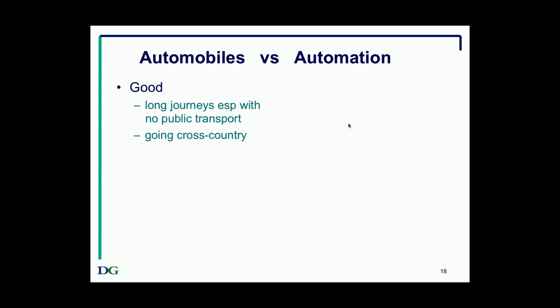So carrying the analogy a little bit further, with automobiles, there are some things which are really good to use them for, right? So long journeys, especially if there's no public transport. In the UK, trying to go cross-country, because public transport is great if you want to go down to London, but not if you want to get across the country. But that's saying, let's use a car for everything. That's like saying, let's automate everything.